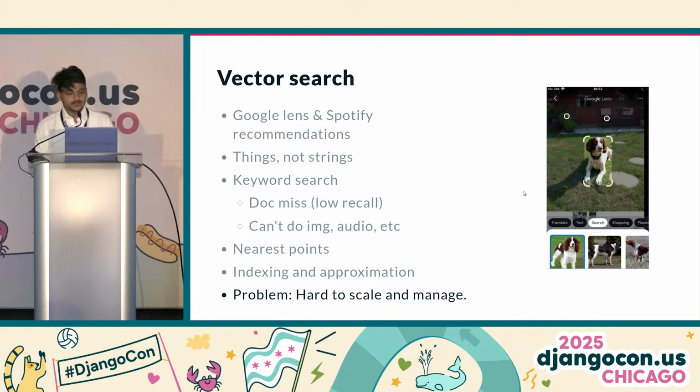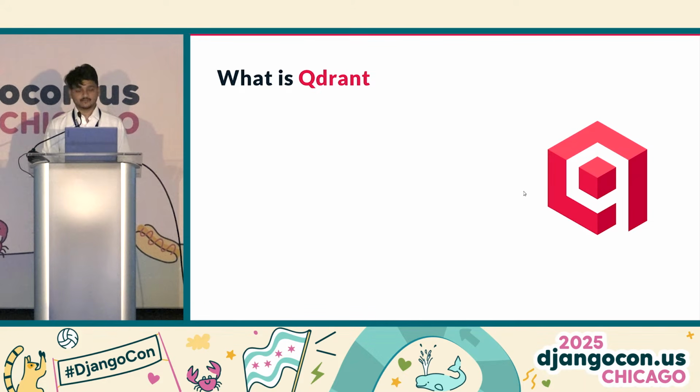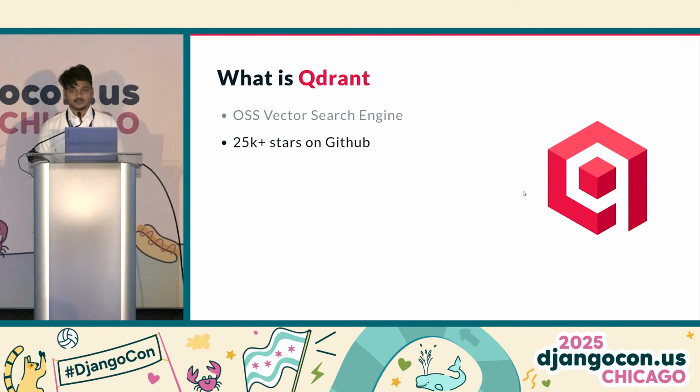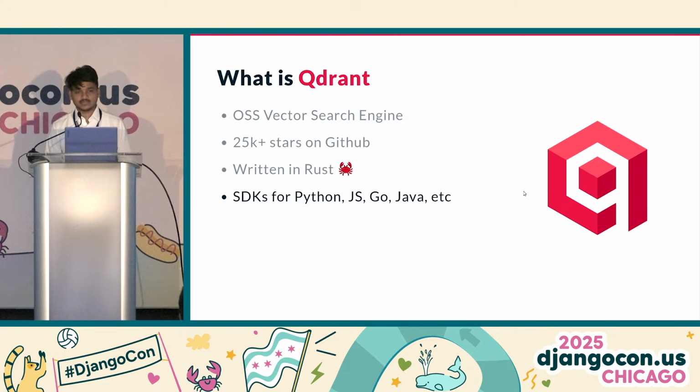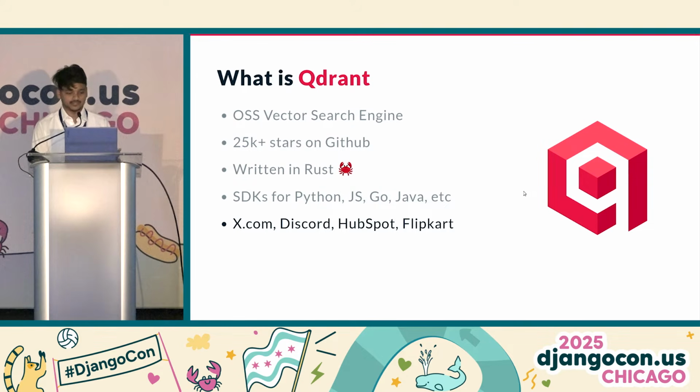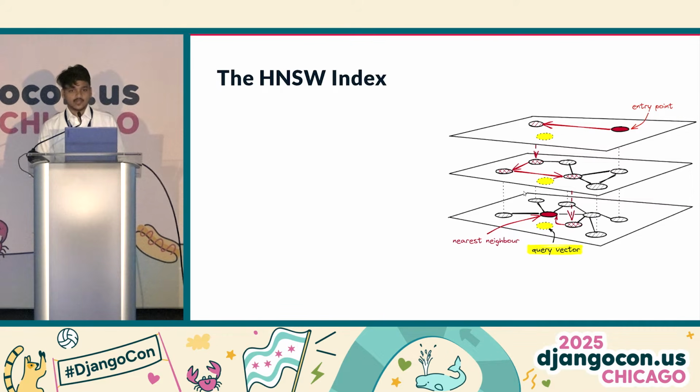So that's where databases and vector search engines like Qdrant come into the picture. It's an open source vector search engine with more than 25,000 GitHub stars. It's written in Rust, has SDKs for all the popular languages like Python, JavaScript, Golang. It is being used by Twitter, Discord, HubSpot, Flipkart, many other big companies for different use cases. And the fundamental algorithm behind this is the HNSW index.